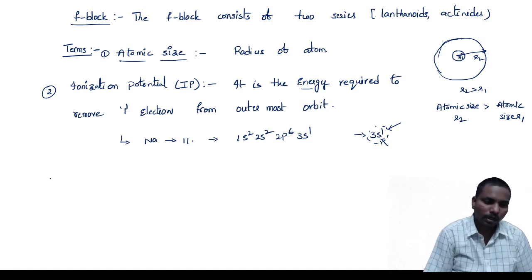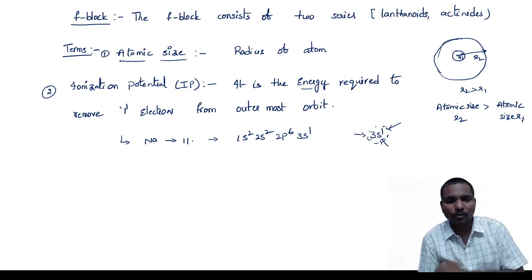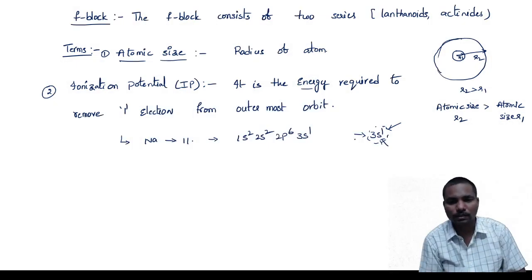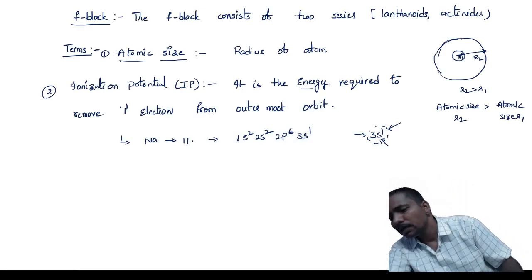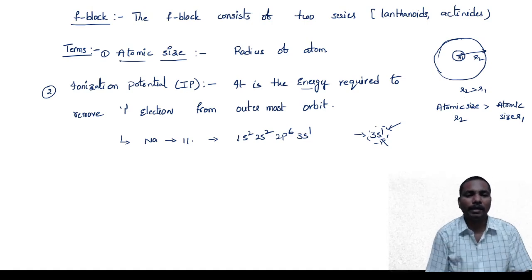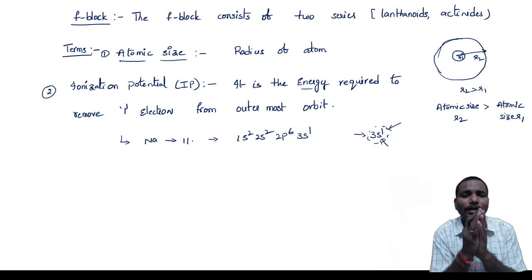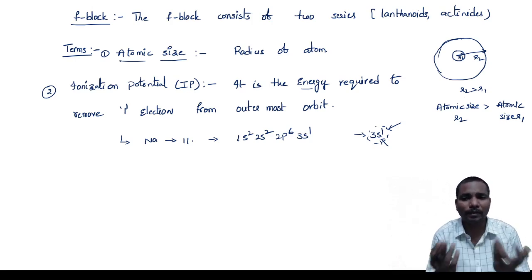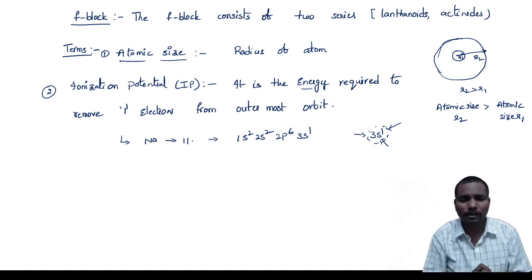Now here, generally, if any element participates in the reaction, we can easily remove one electron. If that element is not at all participating in the chemical reaction, it is very difficult to remove an electron. Correct or not?